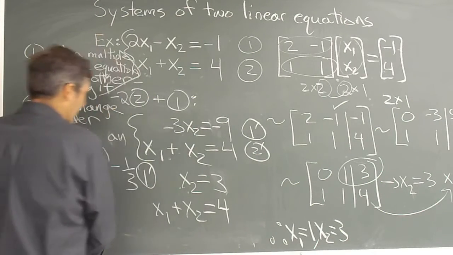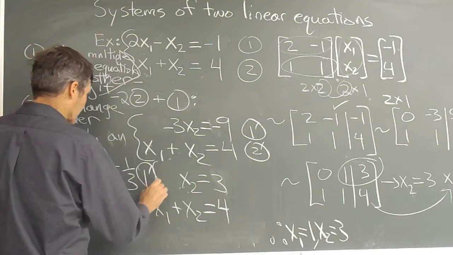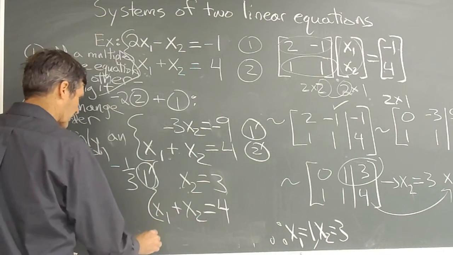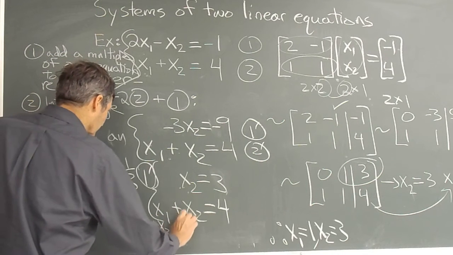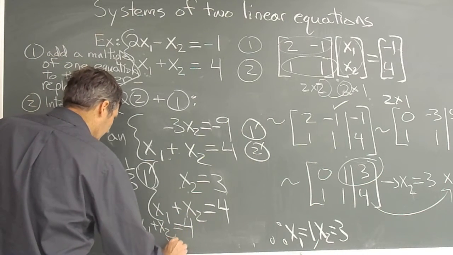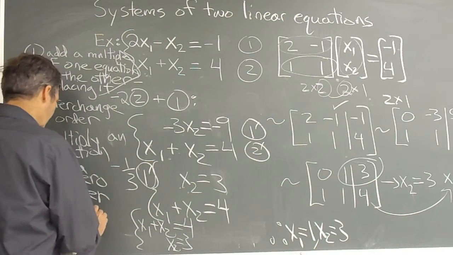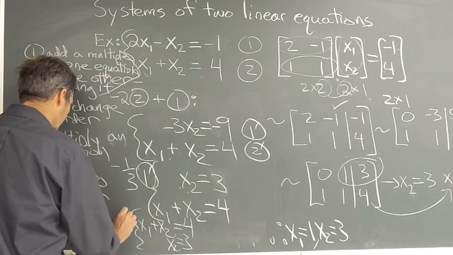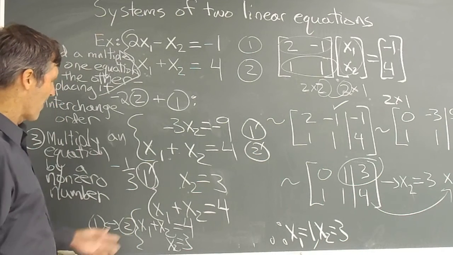Maybe before I do that, I could apply my second operation and say, well, this is equivalent to the first system of equations. I could interchange the order and write x1 plus x2 equals 4 and x2 equals 3. I could also do that and get an equivalent system to the first one, interchanging equations 1 and 2. Maybe put a symbol like that or something.